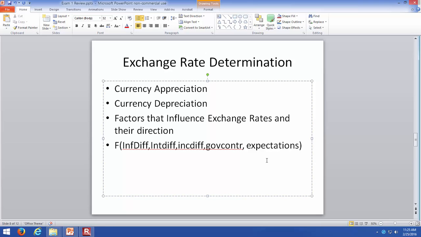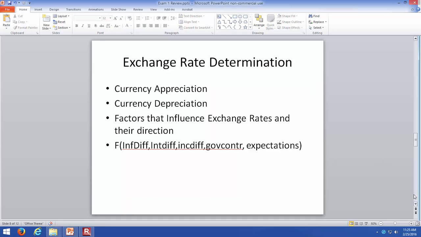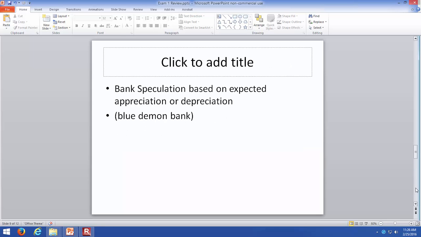So governments can try to intervene in the currency markets to influence the flow of money. And perhaps they try to do that to protect their currency. The last thing is we talked about expectations. And what is expectations? So here, people's beliefs about currency can influence the exchange rate.